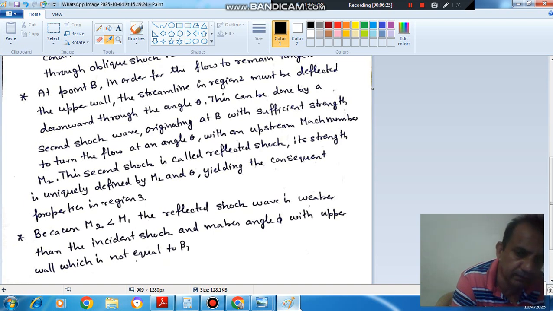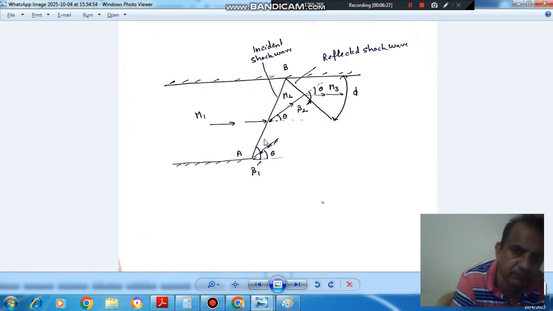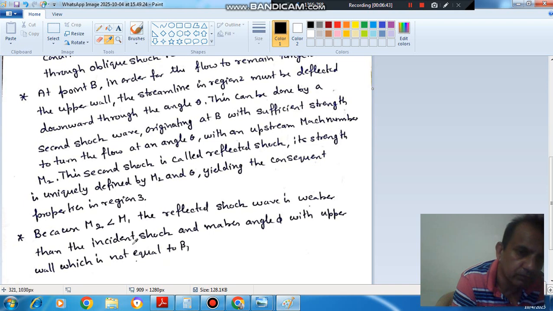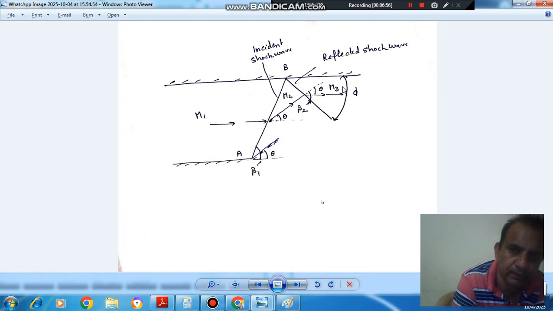Here two shocks have taken place, one here and one here, and the angle of deflection is the same for both, but M2 is less than M1, so this shock is weaker as compared to this. Because M2 is less than M1, the reflected shock wave is weaker than the incident shock and makes an angle phi with the upper wall, which is not equal to beta. So it will make an angle phi which is not equal to beta 1 or beta 2.